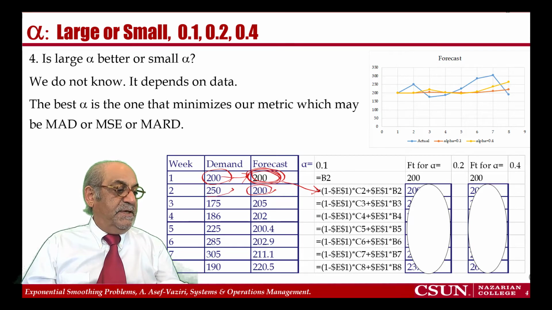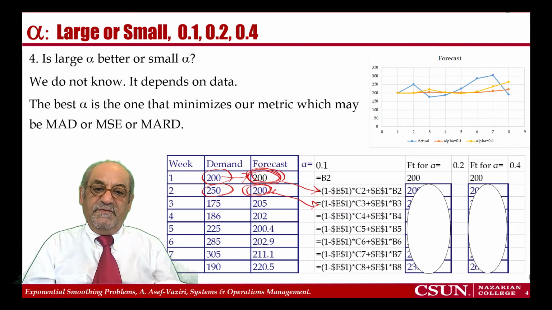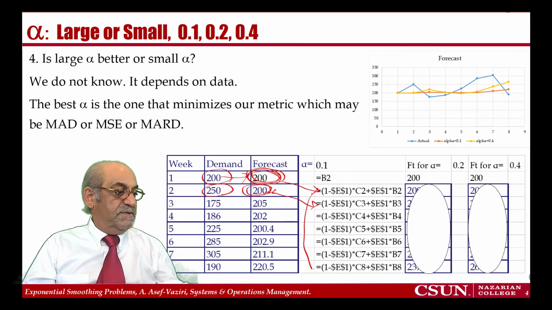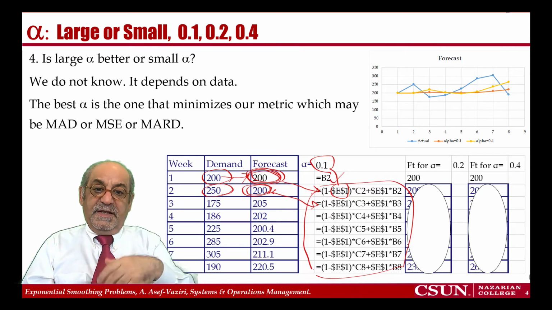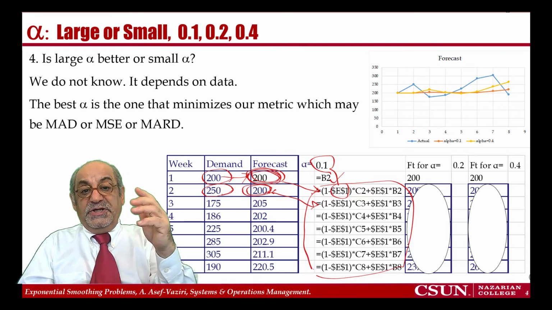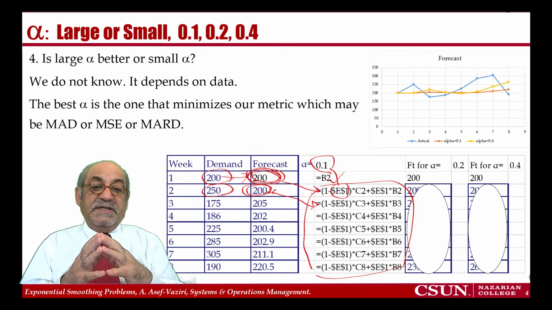Again, this one is multiplied by alpha, this one by 1 minus alpha, and it will go there, and so on and so forth, using these formulas. You need to lock alpha, which is here in this case, because you copy it down, and therefore in all equations it should refer to that specific cell.